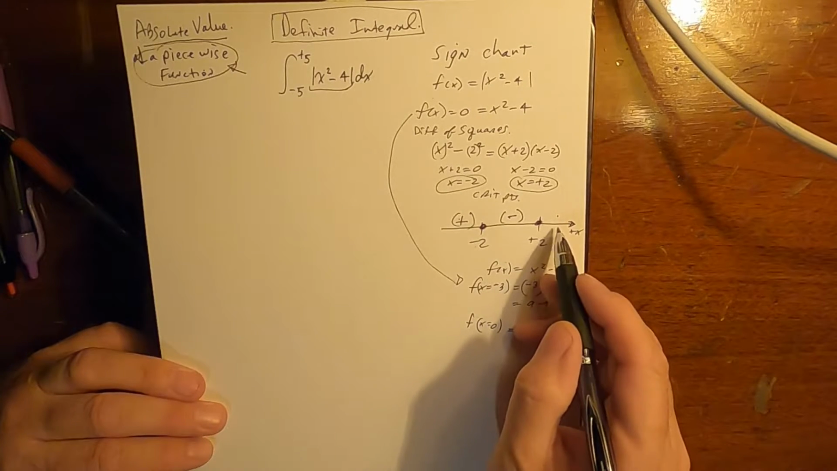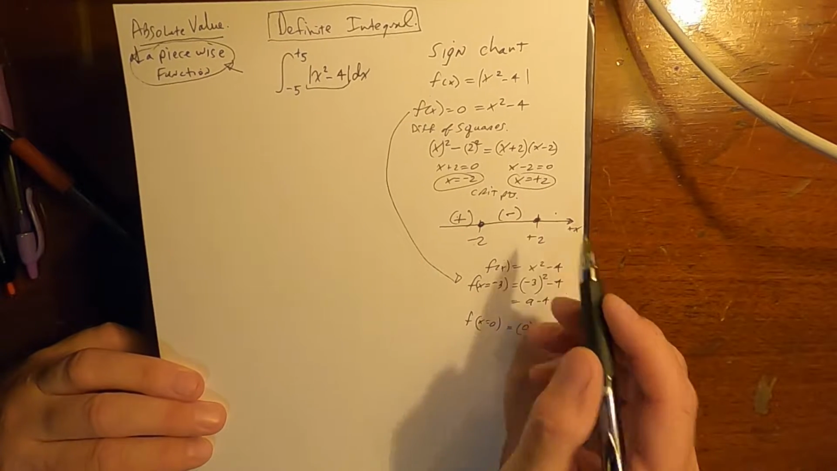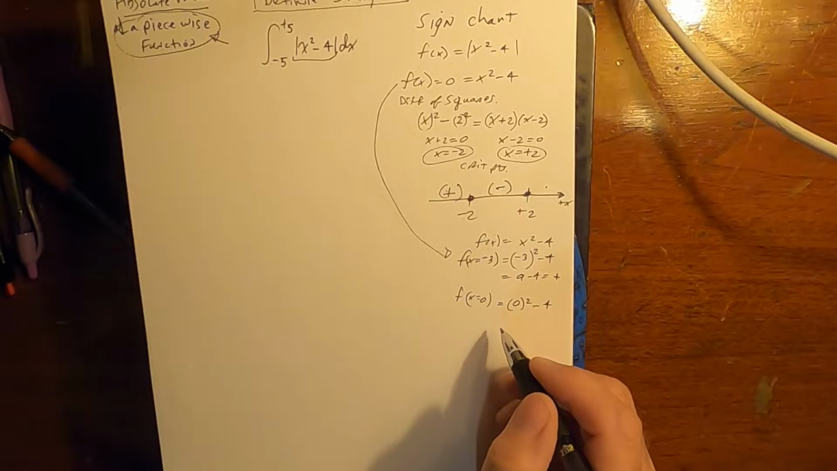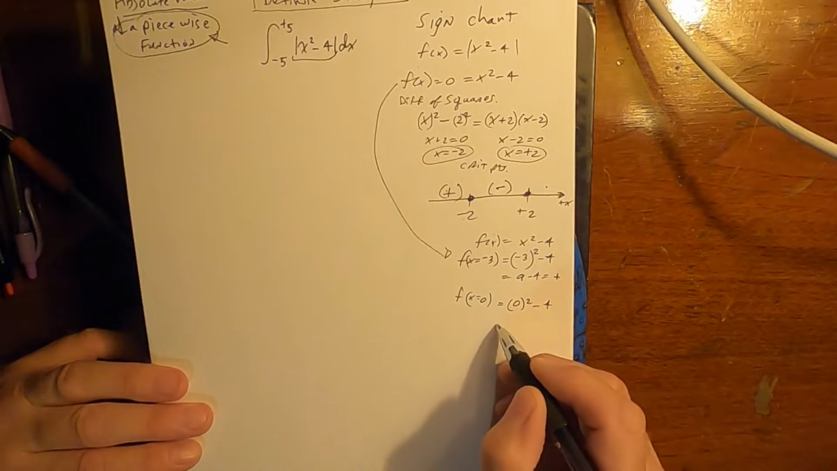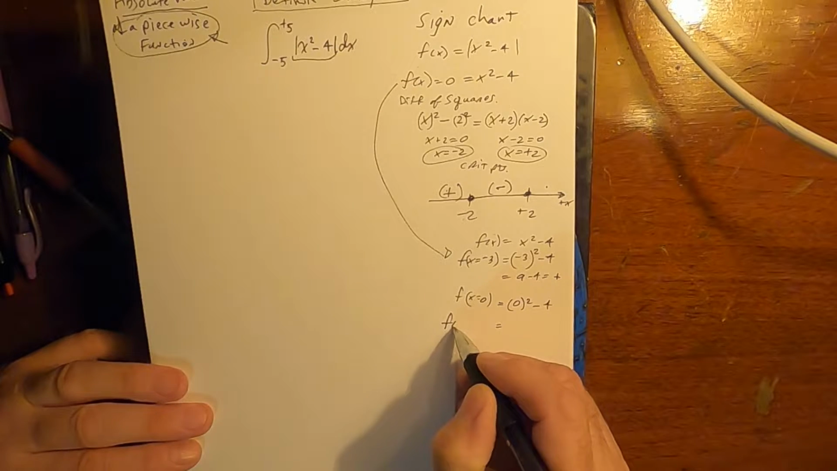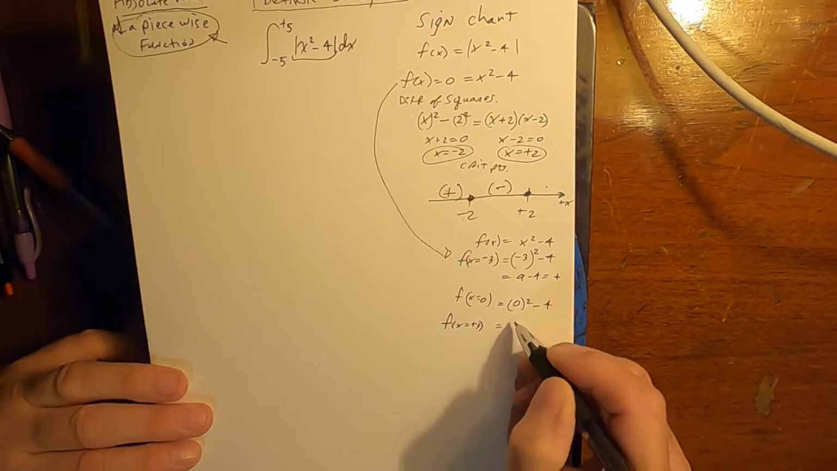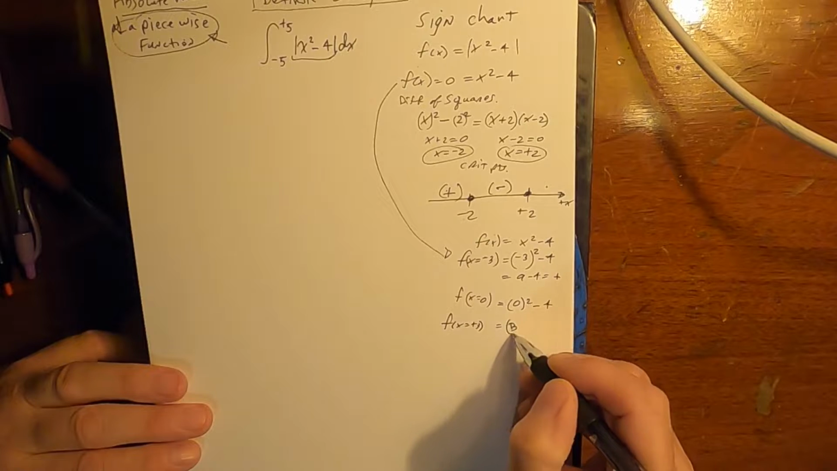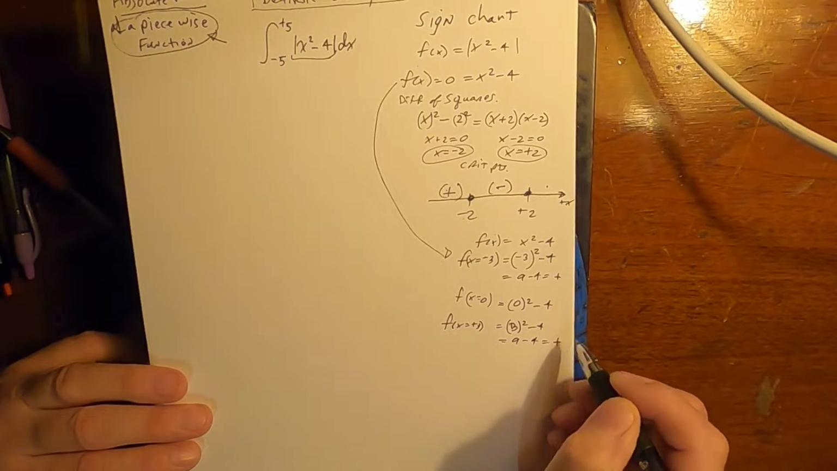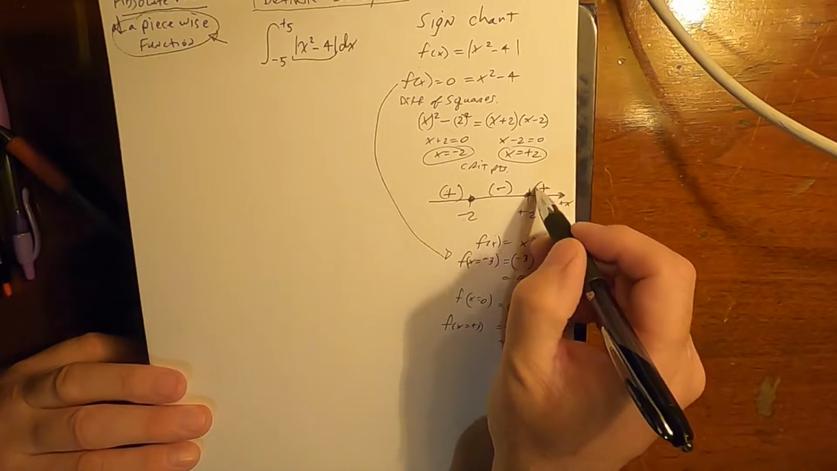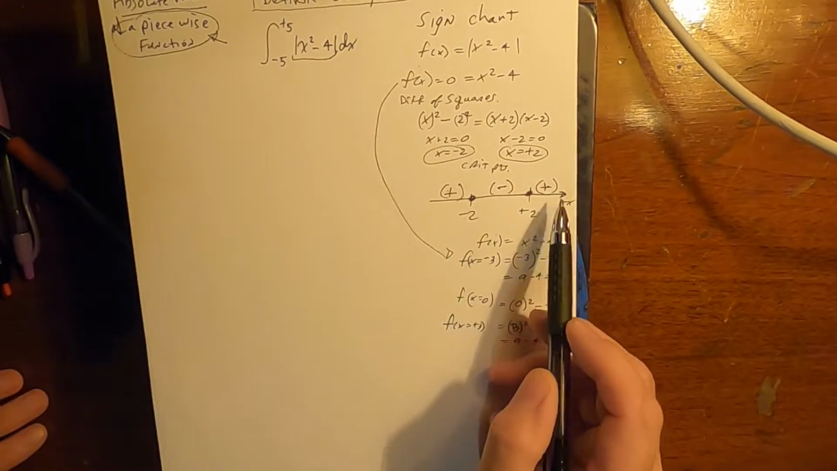And then I would put something in here, and I would say, all right, let's put positive 3 in there. So f of x equals plus 3, I get 3 squared minus 4, which is 9 minus 4, and again I get a positive. So over here, the function's positive.